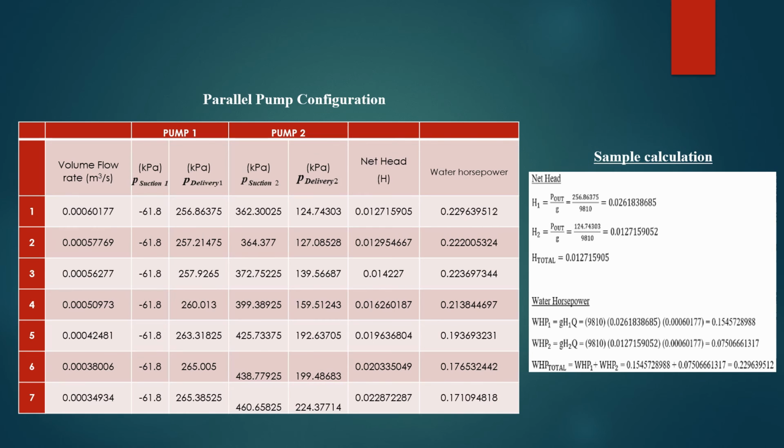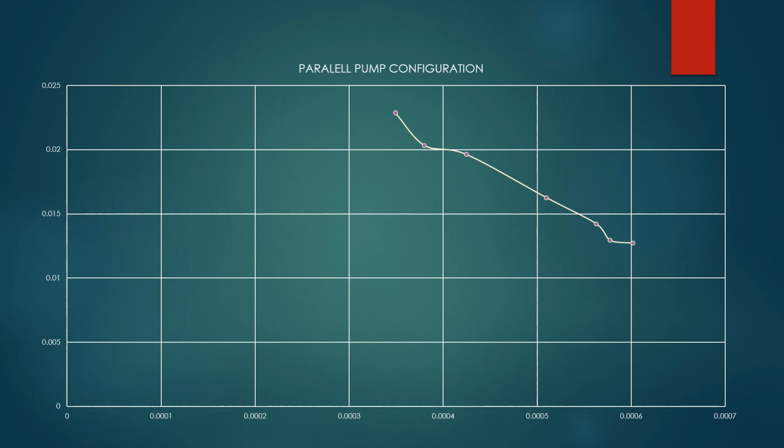This is the table for parallel pump configuration, and we use the pressure to calculate the net head. H1 equals P delivery 1 over G, and H2 equals P delivery 2 over G. And the water power formula is water power 1 equals G times H1 times volume flow rate, and water power 2 equals G times H2 times volume flow rate. And the water power total is the sum of the water horsepower 1 and water horsepower 2. And this is the graph for parallel pump configuration.